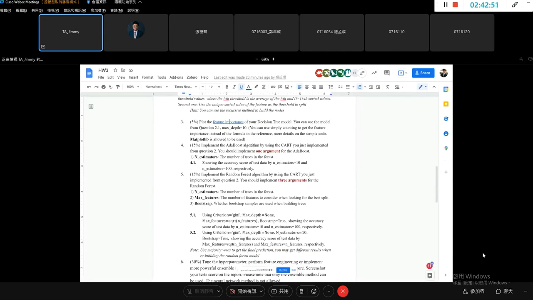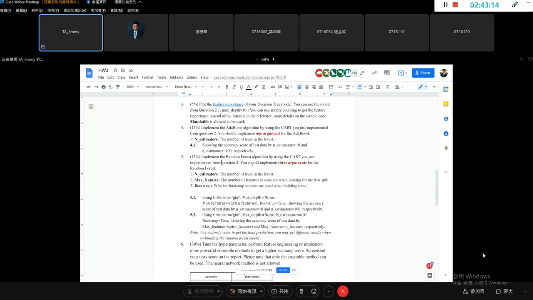And for the fourth question, we will need to implement the AdaBoost algorithm by using the decision tree you just implemented from question 2. You just need to implement one argument for this algorithm, which is the number of estimators. Then you show your test score with the number of estimators equal to 10 or equal to 100.